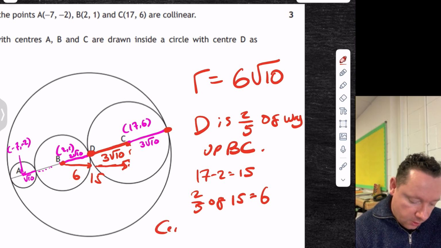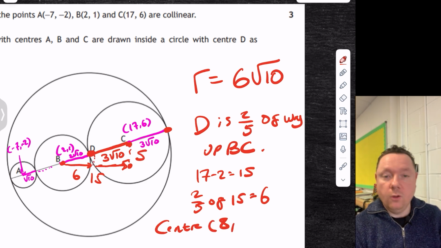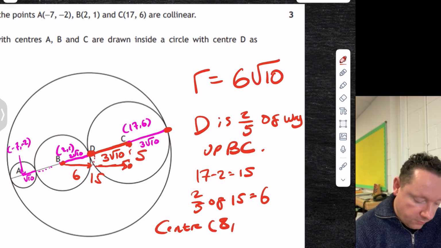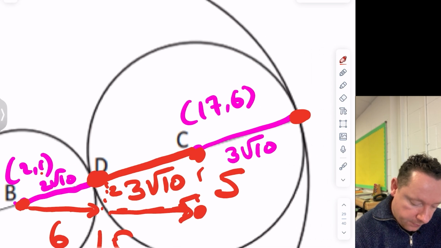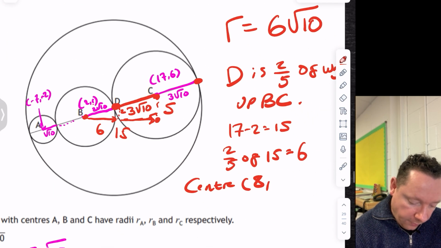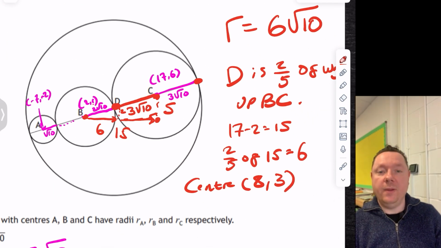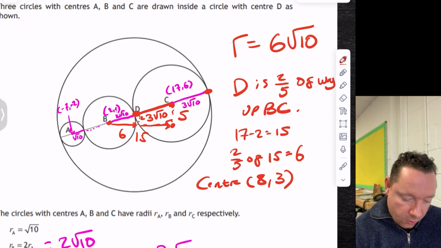So to get our centre, we've got 8, and then going up the way. So we know that height is 5, so 2/5 of 5. That small distance in here then would be 2. So I'm starting at 1 and going up 2, so that makes it 3. So we then get the point (8, 3). Hopefully that makes sense. So we've now got our centre and we've now got our radius.